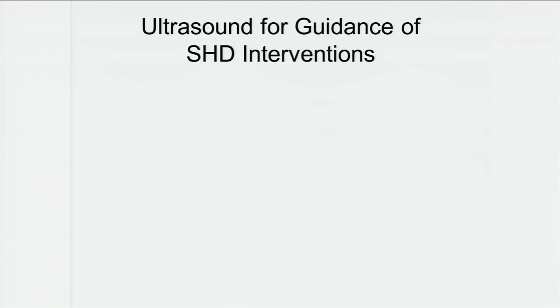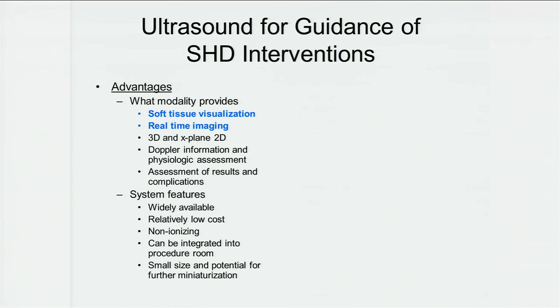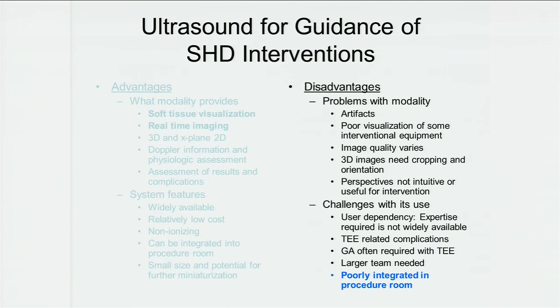Ultrasound guidance for structural heart disease has a variety of advantages, and the ones highlighted here in blue are the soft tissue visualization in real time. We're used to interventions having real-time fluoro, but using real-time ultrasound with soft tissue visualization is key for many structural heart disease interventions, along with other system and modality advantages. Then there are disadvantages, and we'll see some examples of the artifacts that can be produced. Also, the perspectives may not be intuitively useful for interventions.